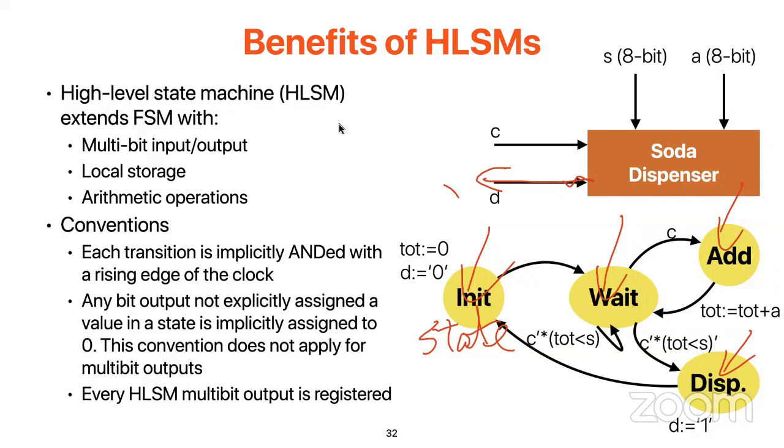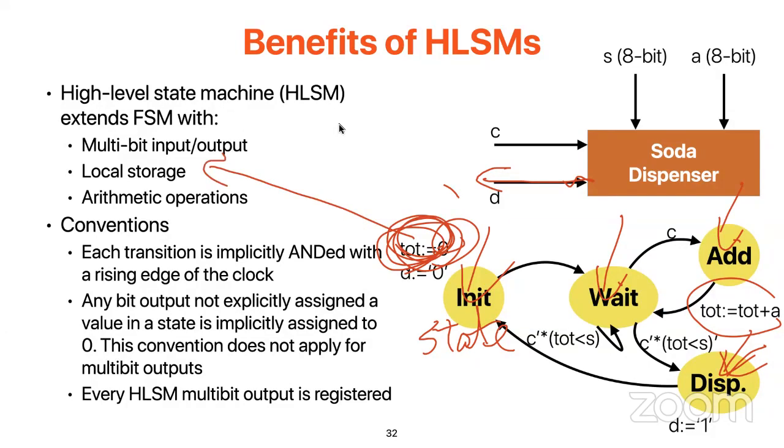Who is the local storage? It looks like we actually have a total. Who are the locals? The total, right? It's a variable, right? Your total value can change. And this is the most significant difference between a high-level state machine and a finite state machine, in a way that a finite state machine only has init, wait, and display, right? And it doesn't have the ability for local storage like total, right? You can never say that you have local storage. It's only state transitions. However, that's not the case for high-level state machines.